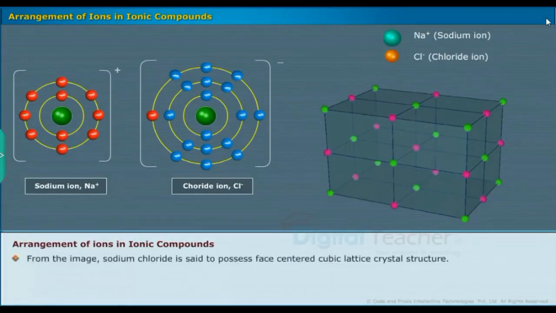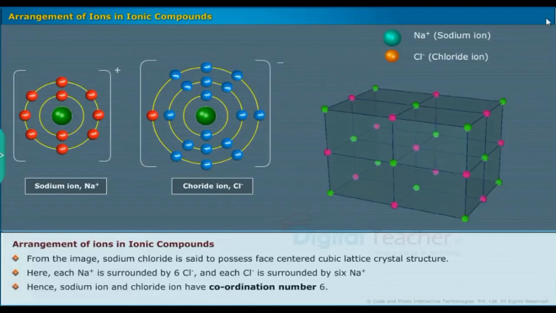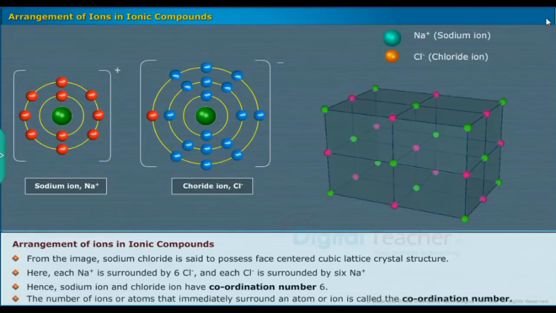From the image, sodium chloride is said to possess a face-centered cubic lattice crystal structure. Here, each sodium ion is surrounded by 6 chloride ions and each chloride ion is surrounded by 6 sodium ions, and the sodium ion and chloride ion have coordination number 6. The number of ions or atoms that immediately surround an atom or ion is called the coordination number.